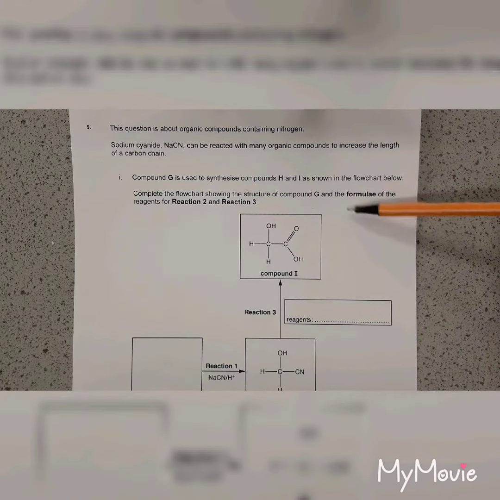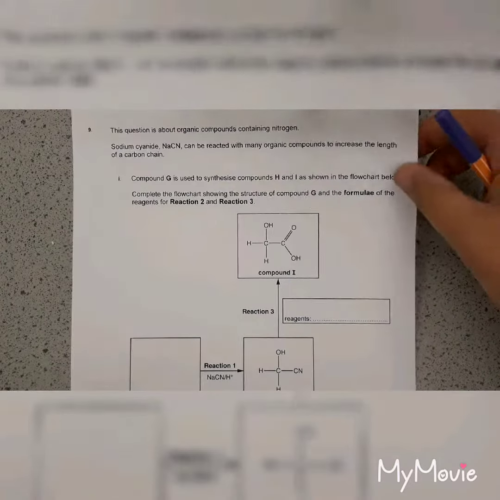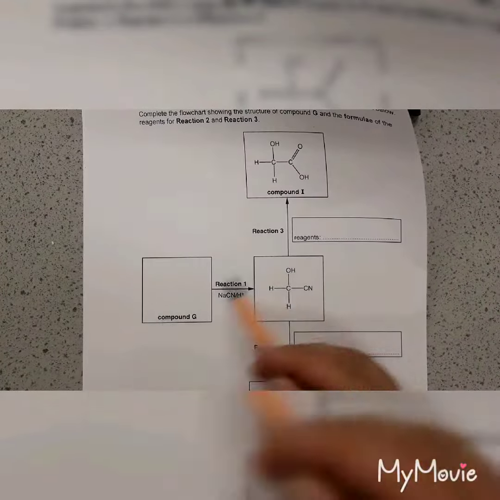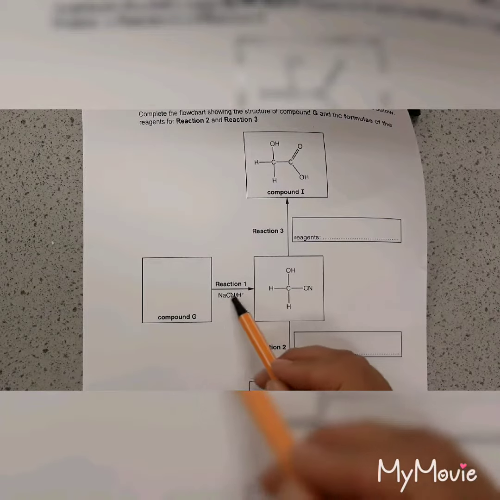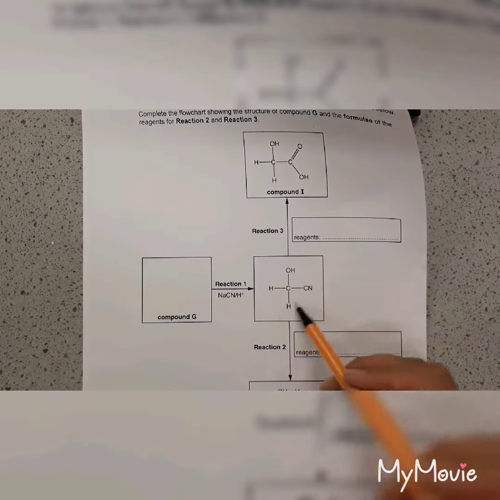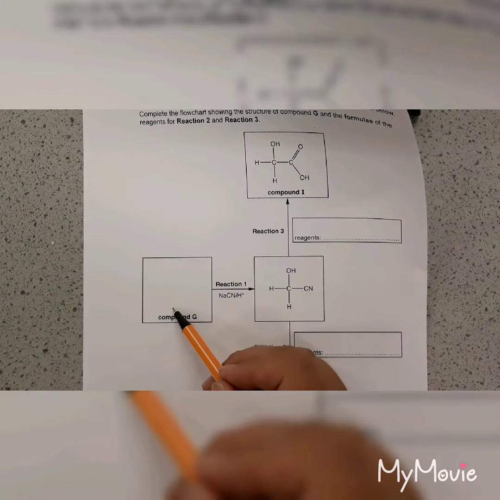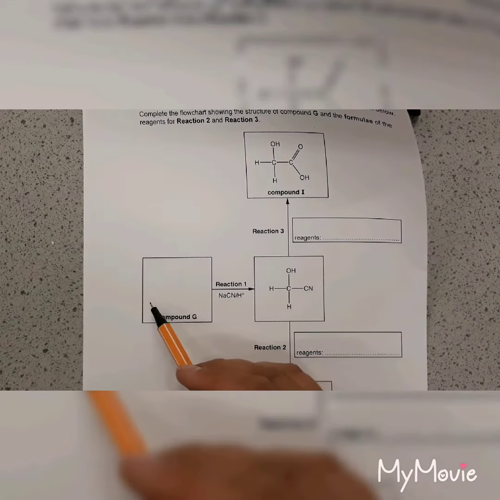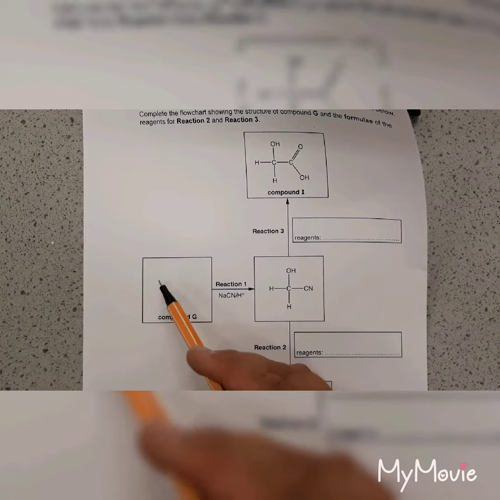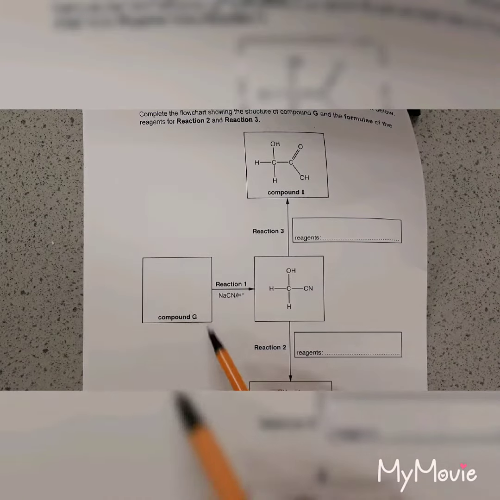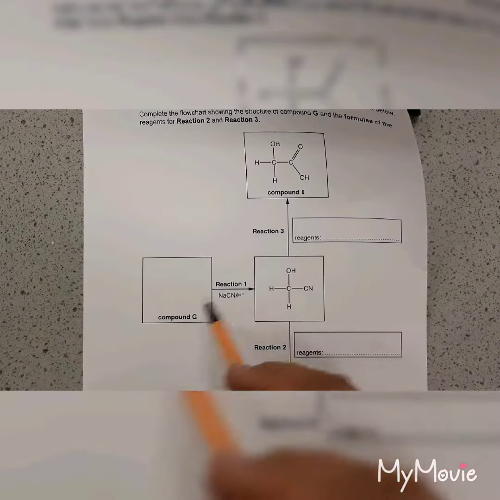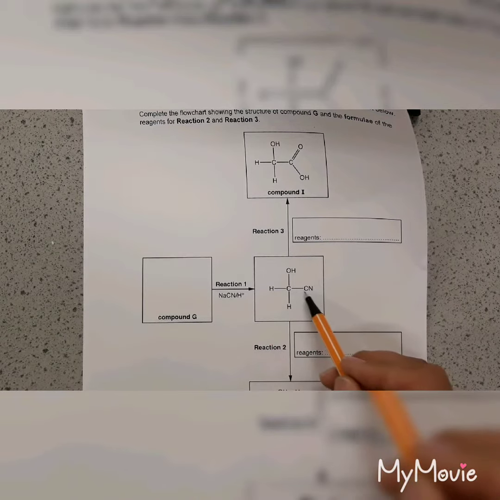Now please note, formulae is in bold, so don't write names, you must give formulae or you won't be credited with the marks. So, if we look here, compound G then, reacting with NaCN and hydrogen ions, produces this hydroxynitrile here. So, compound G has got to have been an aldehyde or a ketone with one carbon. Well, you can't really have a ketone with one carbon, so it's going to be an aldehyde and it's going to be methanal, because the product here has got two carbons.